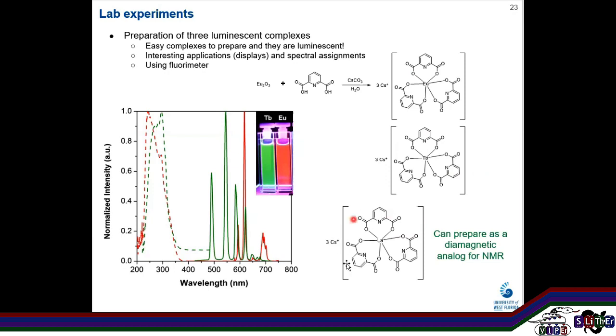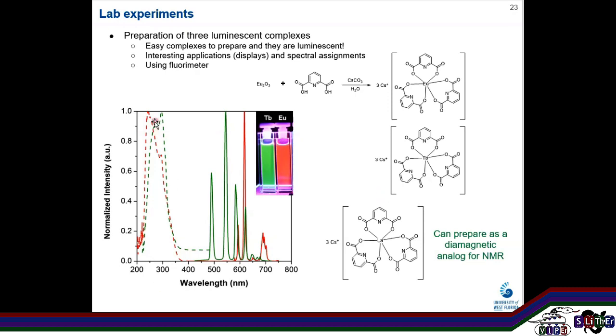And then you can make the lanthanum or the lutetium version, so either 0 F electrons or 14 F electrons, to show them that with no F electrons, you can't have F element emission. And with 14, there's also no emission there. It's also diamagnetic, so you can measure NMR and get better spectra. But I also like to send students to the NMR with the europium and terbium just to show you get blobby messes across the whole thing.